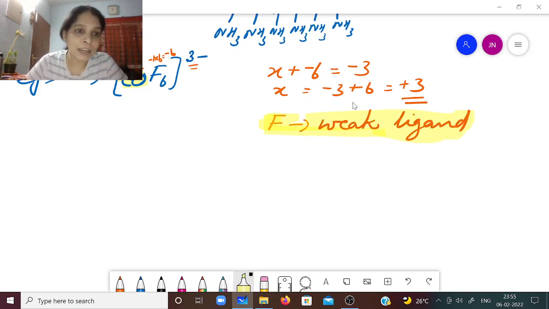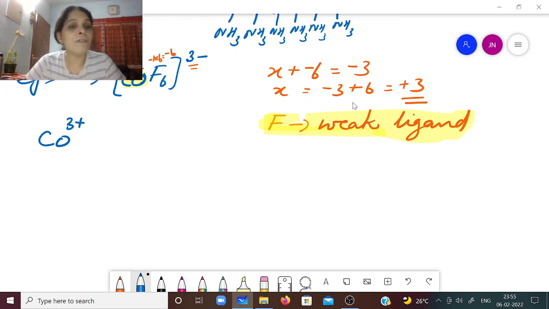Then we will again find out cobalt 3 plus, and its electronic configuration. This is 27, and 3 electrons are gone. So I have already shown that it is 4s0, 3d6.